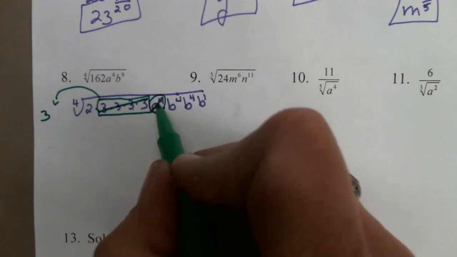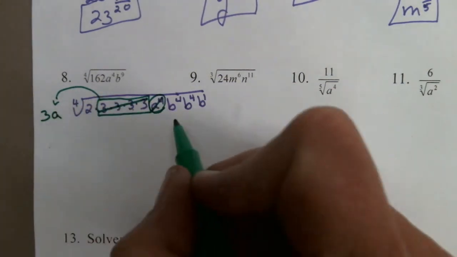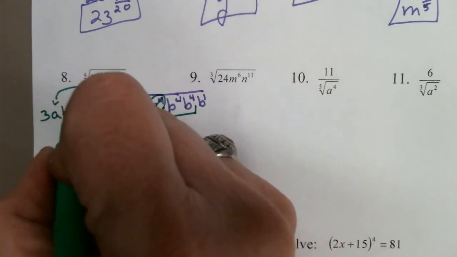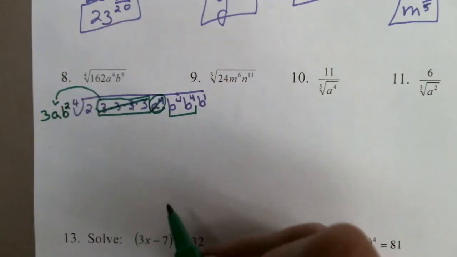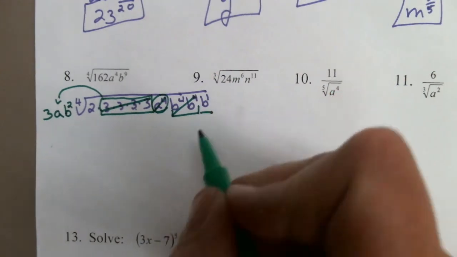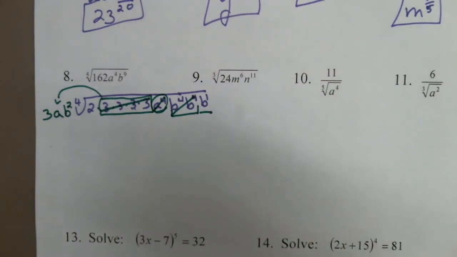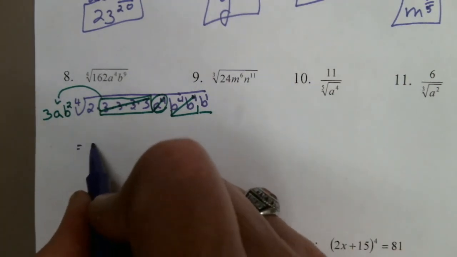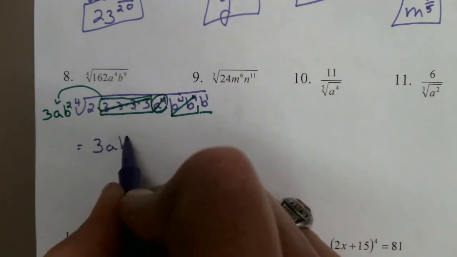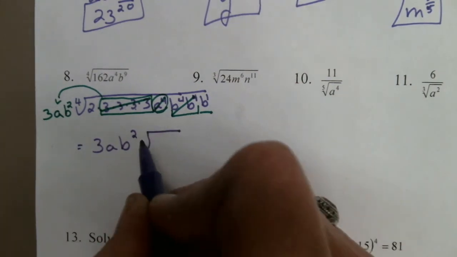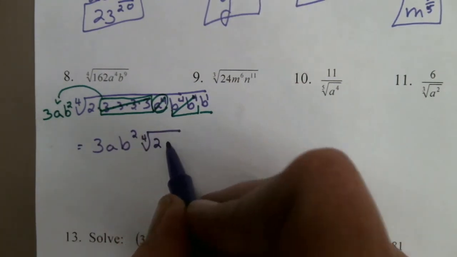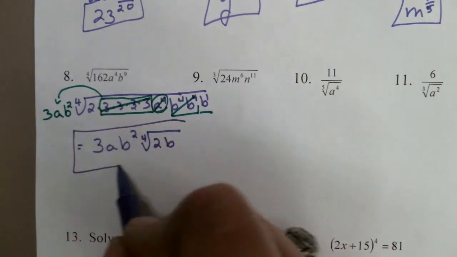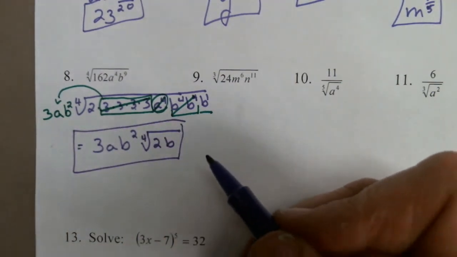The 4th root of a to the 4th is a. Then b to the 4th and b to the 4th, taking out both, so we have the b squared outside. Now, what's left underneath is the 2 and the b to the 1st. So the final answer is 3ab squared times the fourth root of 2b. All right, so that's number 8.